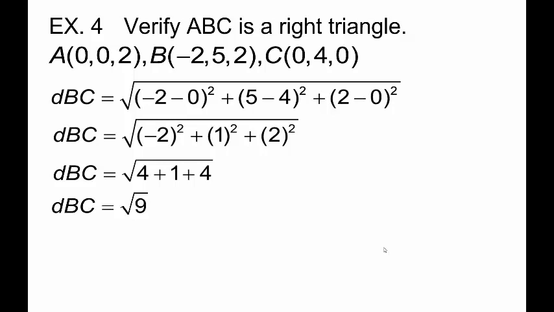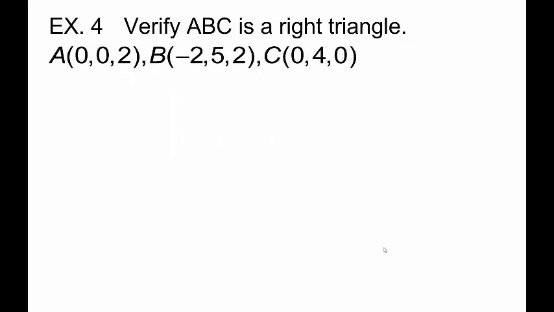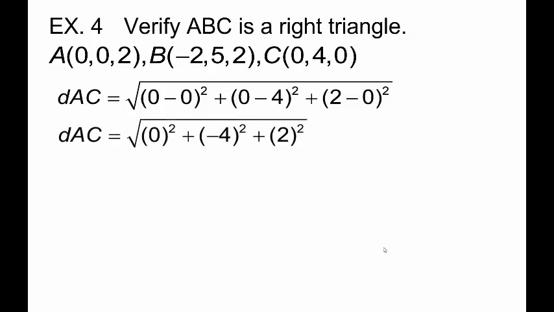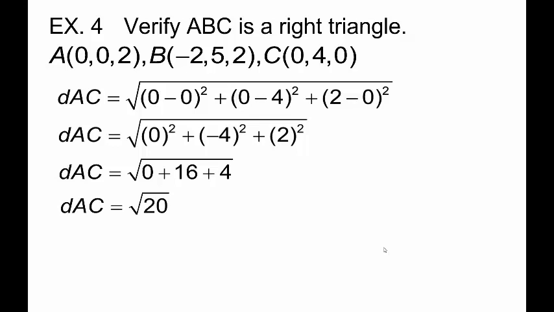Okay, we've got one more side to do, the distance from A to C. So from A to C, this is going to be the square root of 0 minus 0 squared plus 0 minus 4 squared plus 2 minus 0 squared. So this will be the square root of 0 squared plus negative 4 squared plus 2 squared. So that's going to be the square root of 0 plus 16 plus 4. When I add those together, that's going to be the square root of 20.